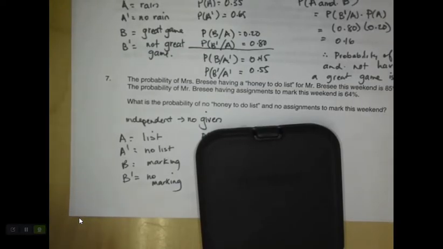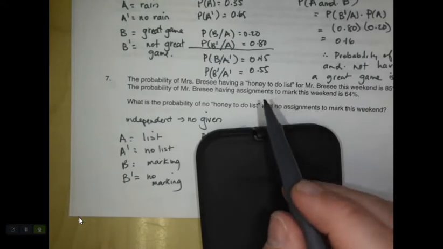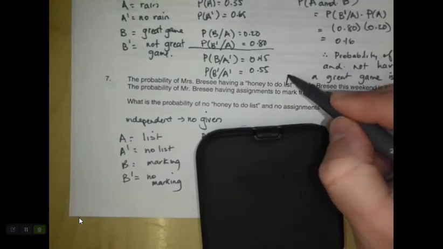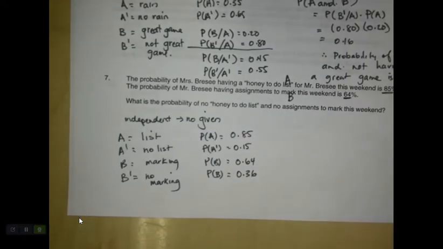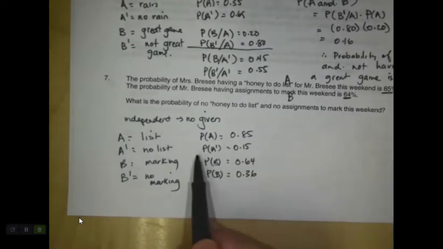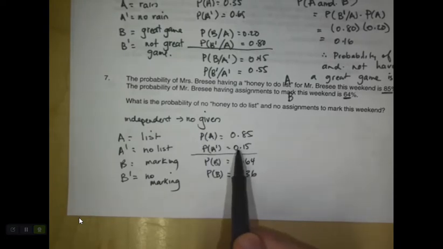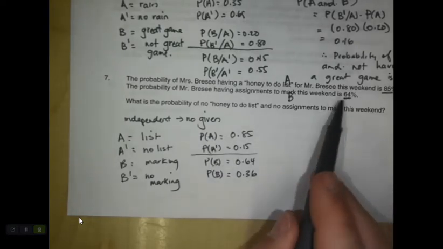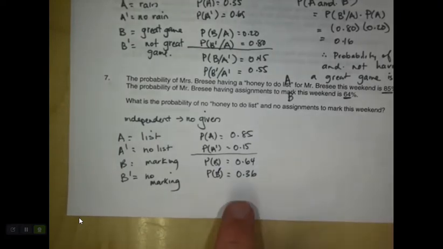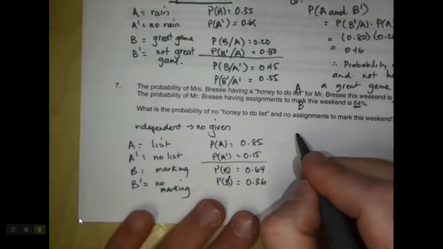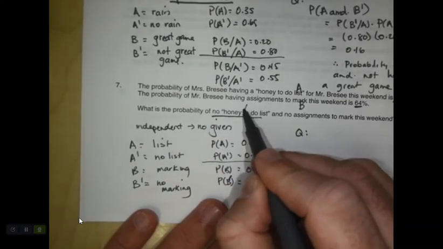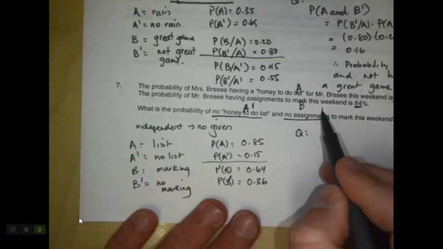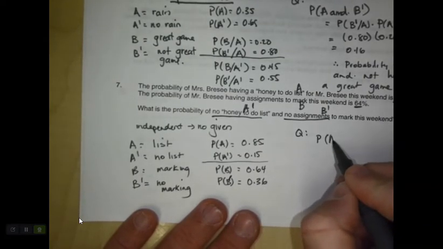So hopefully you've had a chance to write them down. And if I was looking at this, there's my list. That's my A. There's my probability of A. Here's my B. There's the probability of B. And then I can find the probabilities. So 85%, the complement of that is that notation. 64%, and the complement of that is that. So the question is, what's the question? What's the probability of no list? So that's A prime, and no assignments, B prime. So that's what I'm solving for.